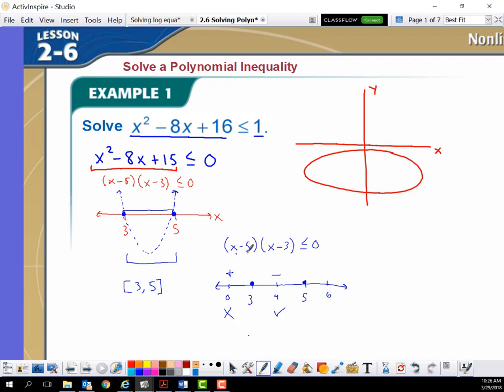Same thing with 6. 6 minus 5, positive 1. 6 minus 3, positive 3. A positive times a positive is always positive, which would not work because we want to be less than or equal to 0. So if you make a sign chart like this, you can look and see pretty clearly that we're between 3 and 5 as well. Two different ways to skin that same cat, so you got to pick a way that works best for you.